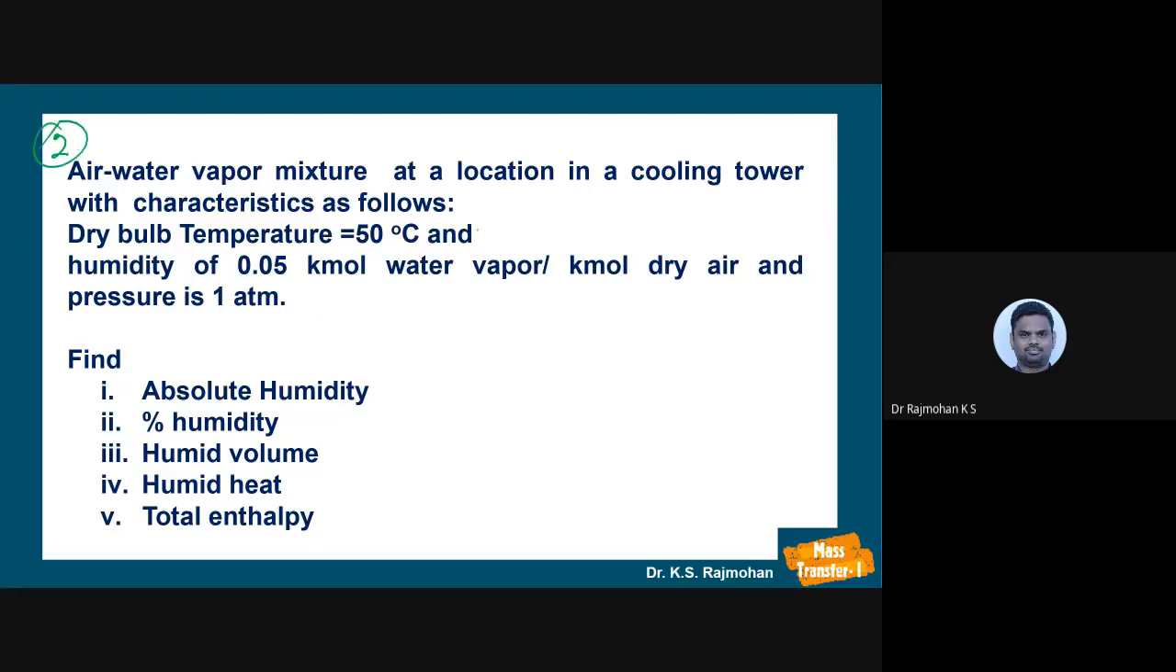Okay, now look at this problem, second problem. Air water vapor mixture at a location in a cooling tower has characteristics as follows. It has a dry bulb temperature of 50 degrees Celsius and a humidity of 0.05 kilomoles water vapor per kilomoles dry air. That is, absolute humidity is given in terms of moles, and total pressure is given as 1 atmosphere. Determine absolute humidity, percentage humidity, humid volume, humid heat, and total enthalpy using the psychrometric chart.